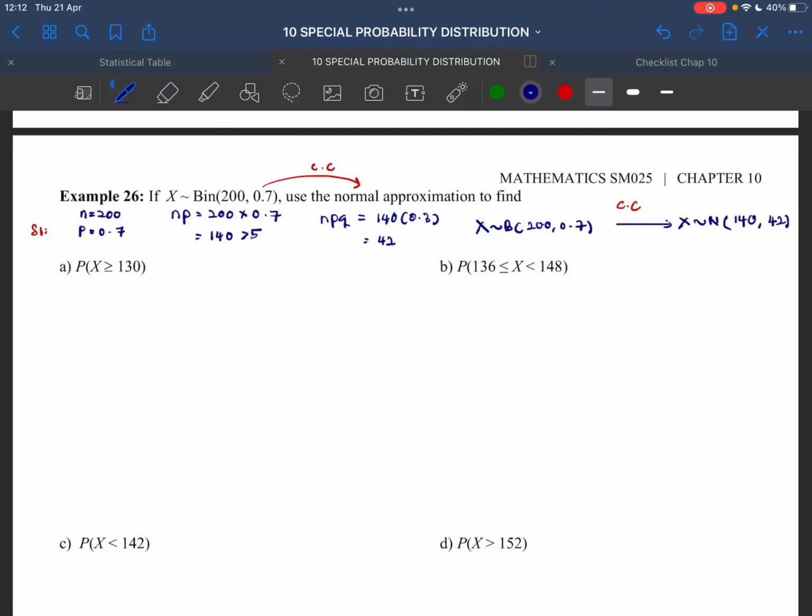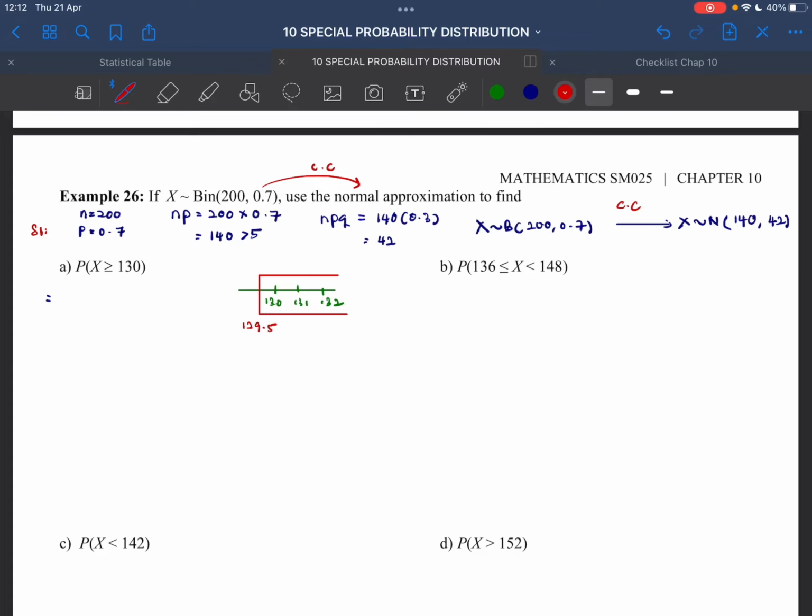We want to find P(X ≥ 130). You have changed the distribution from binomial to normal, so you have to do CC first. So let's do a number line. Greater than or equal to 130, so we have 130, 131, 132 and so on to the right. Including 130, so the line here before 130 is 129.5, or basically 130 minus 0.5.